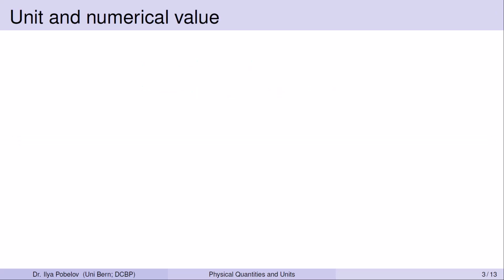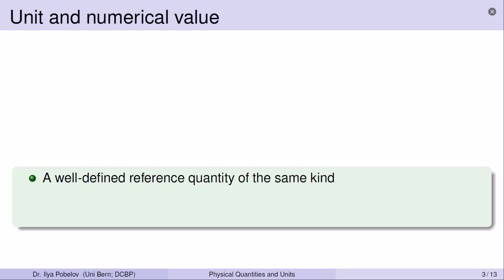Now, let's continue with the concept of a unit. To determine the value of a measurable property, that means a physical quantity, it is useful to compare it to a well-defined reference quantity of the same kind. This comparative value is what we call a unit of measurement, or simply a unit.